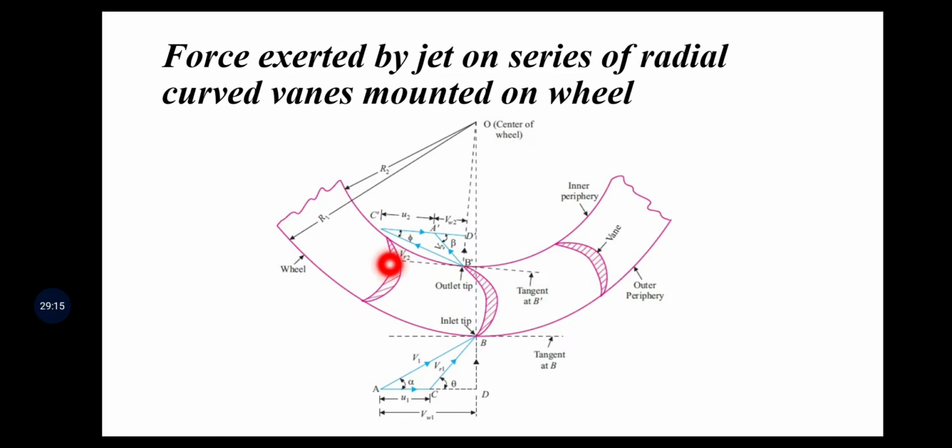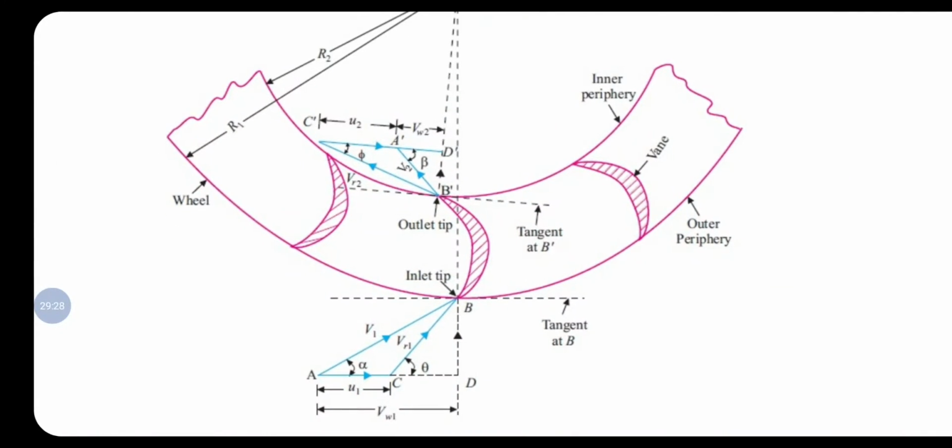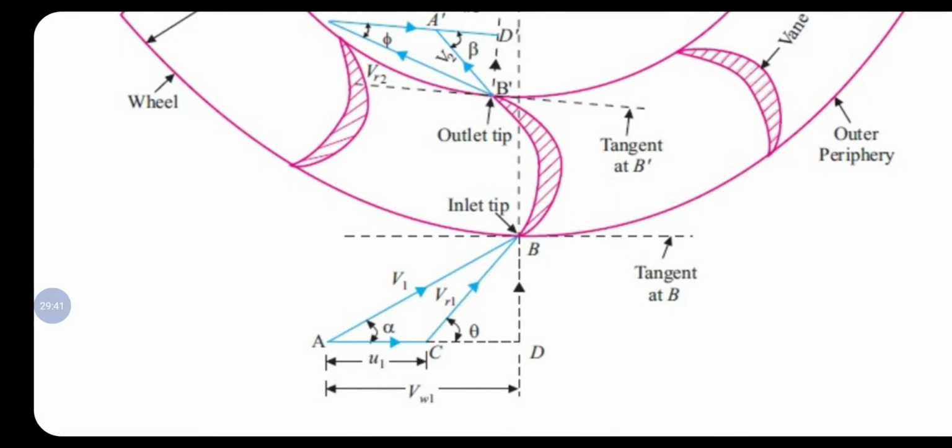Then we have drawn the tangents at the inlet and outlet tips. So this is the tangent at the point B dash, that is the outlet tip, and this is the tangent at the inlet tip, that is the point B. With respect to those tangents, we have drawn the velocity triangles. V1 is the velocity with which the water has been issued by the jet. Then U1 is the tangential velocity of the plate at its inlet point B. In magnitude and direction, AB is representing the velocity of the jet, and AC is representing the tangential velocity of the tip at the inlet.